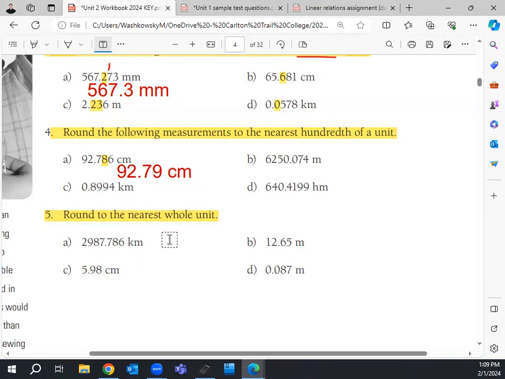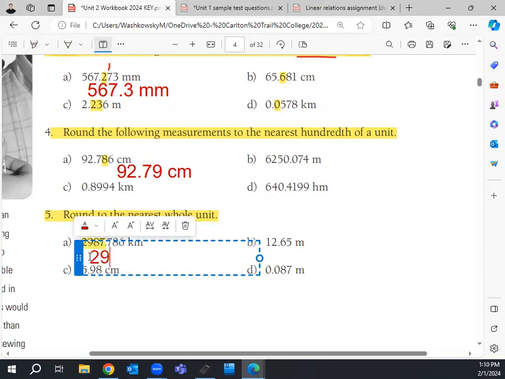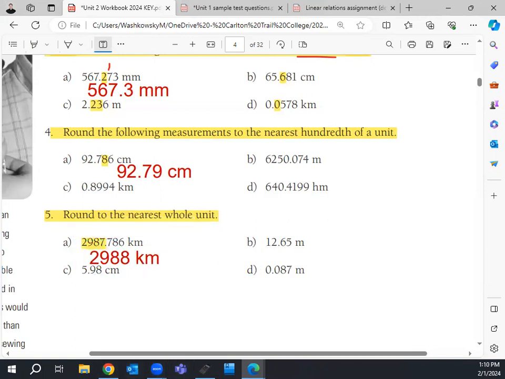And then to the nearest whole unit, I'm just looking at this part, right? So I'm going to look at the number to the right of it, which is the first decimal point, the 7 here. And it's going to round up to 2,988 kilometers. So I won't go through all of them there. If you have any questions on any of them, let me know.